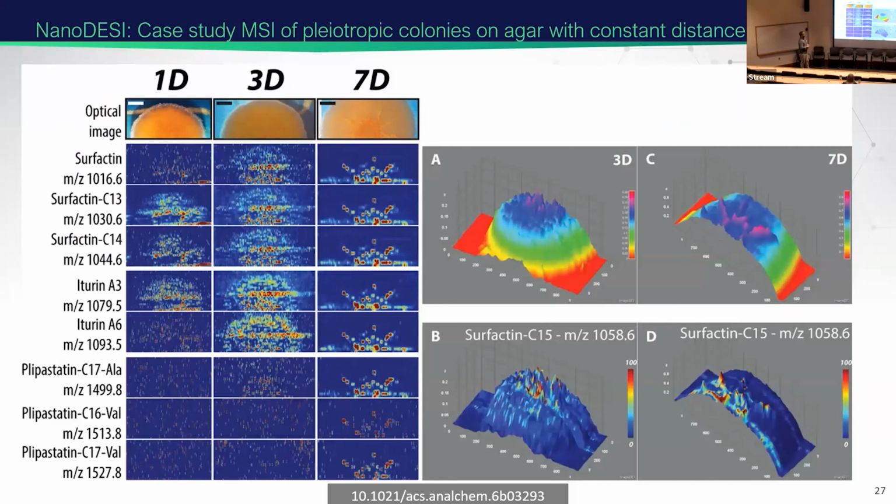NanoDESI is another one where, if you think of two straws, you're pushing a liquid through, forming that liquid junction, and then ionizing it into the mass spectrometer. There's a case study done at PNNL a while ago, where you can see a two-dimensional or three-dimensional biofilm that was grown on an agar plate. And most of our mass spectrometry imaging is done in two dimensions.